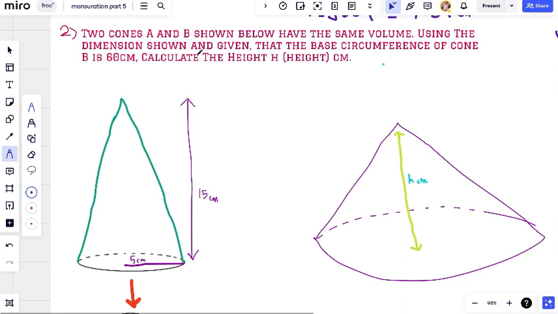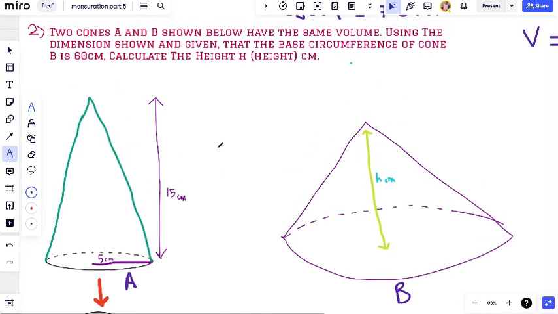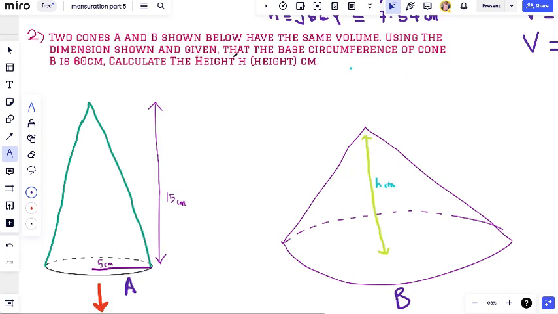Using the dimensions shown, and given that the base circumference of cone B is 60 centimeters, calculate the height H. This one is B, and this is A. So they want us to calculate this H.